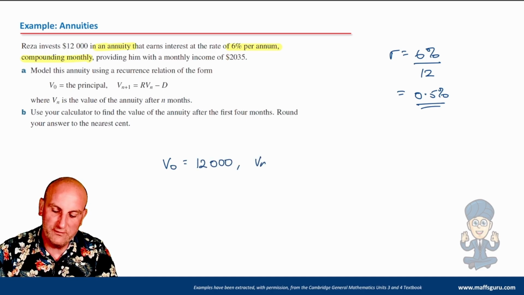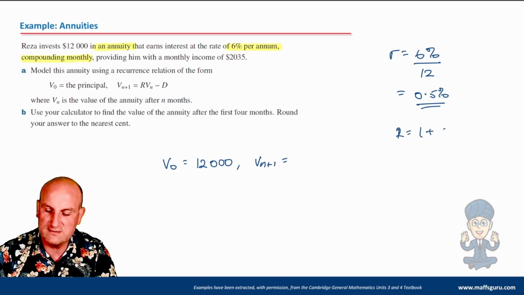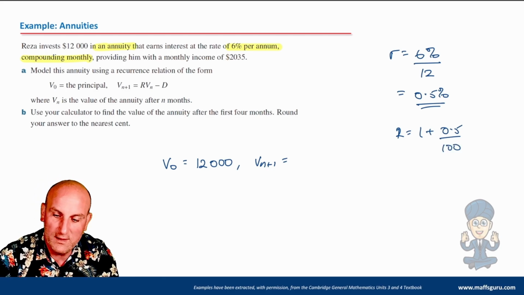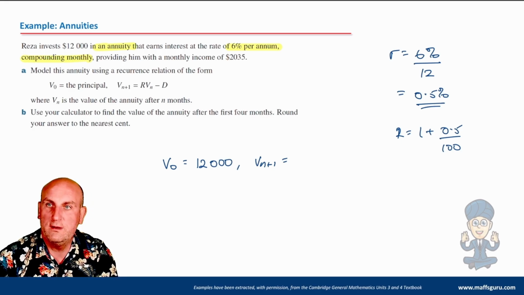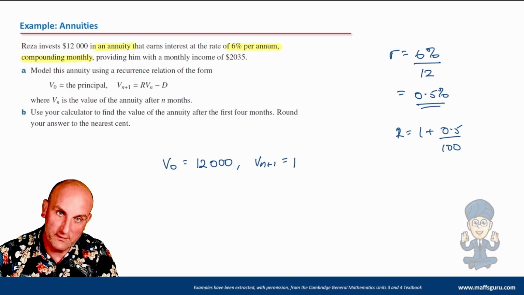V_0 is 12,000, V_(n+1) equals my big value of R. R is equal to 1 plus 0.5 divided by 100. Let's do it on my calculator. 1 plus 0.5 divided by 100 gives me 1.005. So 1.005 times V_n.